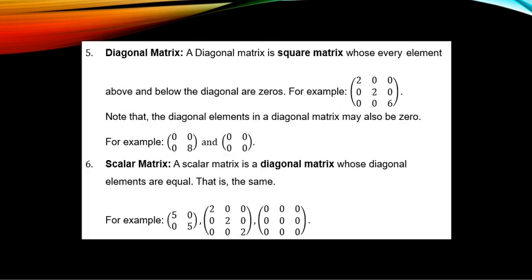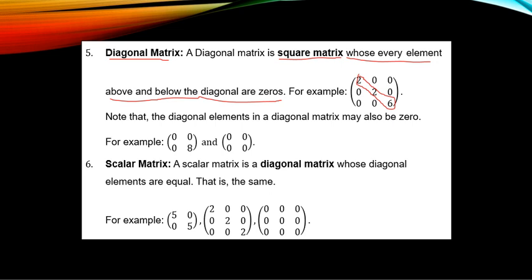Type 5, you have a diagonal matrix. Now listen, a diagonal matrix is a square matrix. That means the number of rows and columns are equal. Then, every element above and below the diagonal is zero. Now, this is the leading or main diagonal. You can see there, if the elements above 2, 2, 6 and below it are 0, you call it a diagonal matrix. Of course, a 3 by 3 matrix also makes it a square matrix.